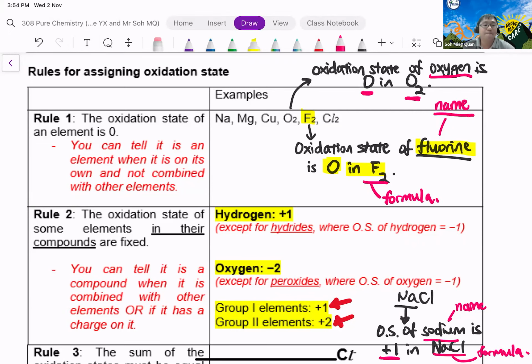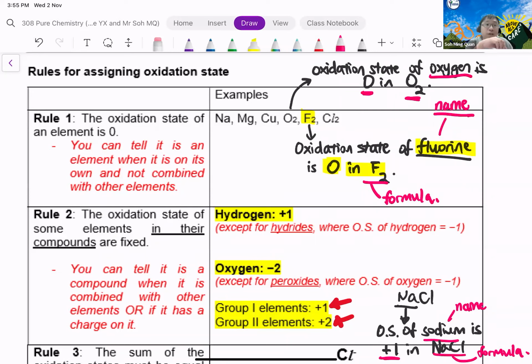So, do you follow so far? Do we have any questions on rule 1 and rule 2 before I move to rule 3? Question time. Any questions? Okay, no questions. I'll move to rule 3.